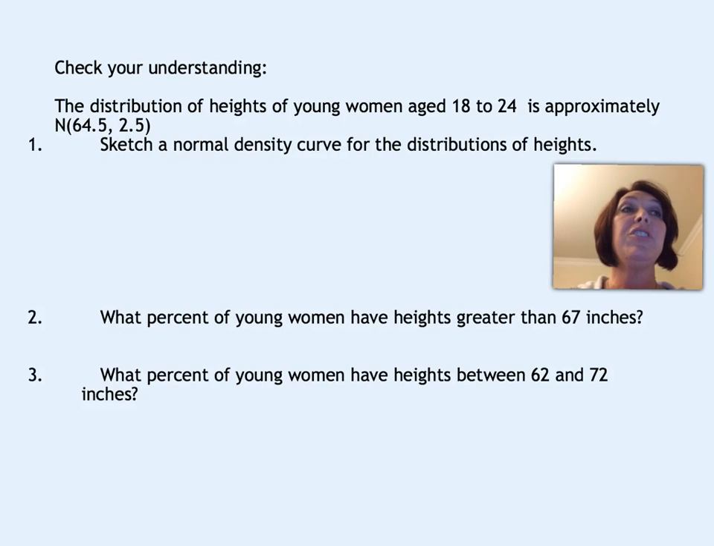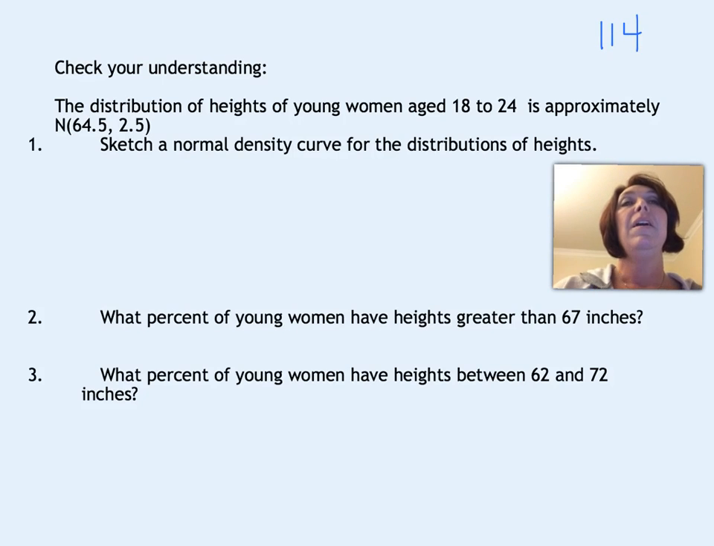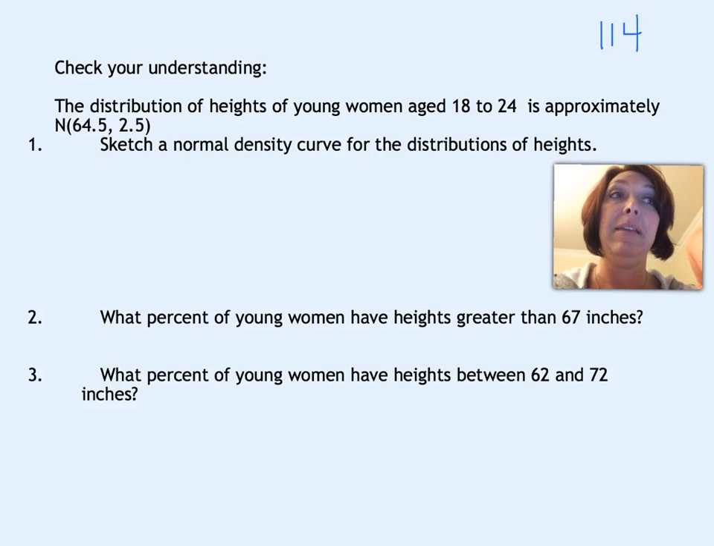Okay, so let's do check your understanding. This is actually found on page 114 in your book. The distribution of heights of young women aged 18 to 24 is approximately normal with a mean of 64.5 and a standard deviation of 2.5. So make sure that you can understand this. Definitely on the test.